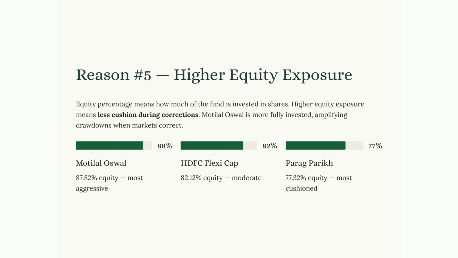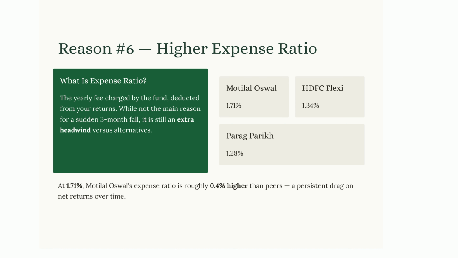One more point is cost, called expense ratio. Expense ratio means the yearly fee charged by the fund. Here it is 1.71%. The peers are 1.34 and 1.28. This is not the main reason for the sudden 3 month fall, but it is still an extra headwind versus the alternatives.